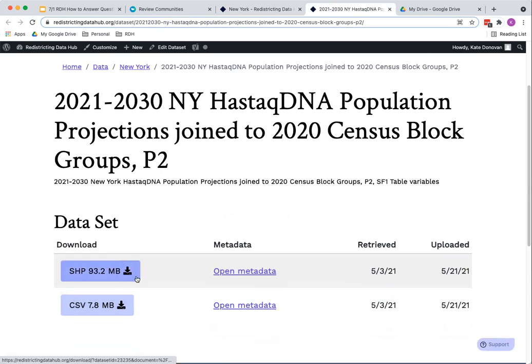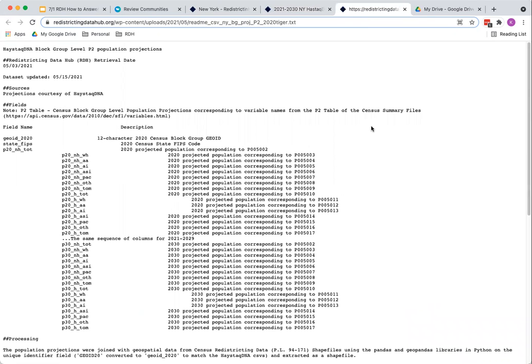As I said, it's available in shapefile and CSV format, and here's the metadata. So I'm going to click to see the metadata for this particular data set. As you can see, the first field here is the Geo ID, the 12-character 2020 census block group Geo ID.